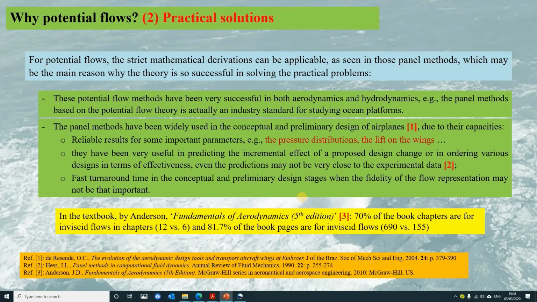In the textbook by Anderson, Fundamentals of Aerodynamics, 5th edition, about 70% of the book's chapters are for inviscid flow, and 81.7% of the book's pages are for inviscid flows.